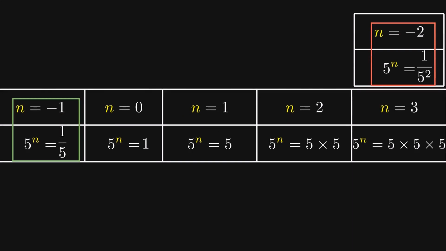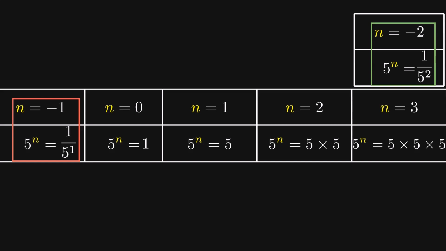Now let's bring back our table and focus on these values. We found that 5 raised to the power of -1 is equal to 1 divided by 5. And remember that 5 can also be written as 5 raised to the power of 1. This means 5 raised to the power of -1 is the same as 1 divided by 5 raised to the power of 1. We also got that 5 raised to the power of -2 is equal to 1 divided by 5 raised to the power of 2.